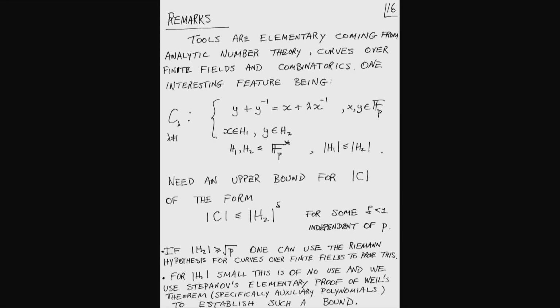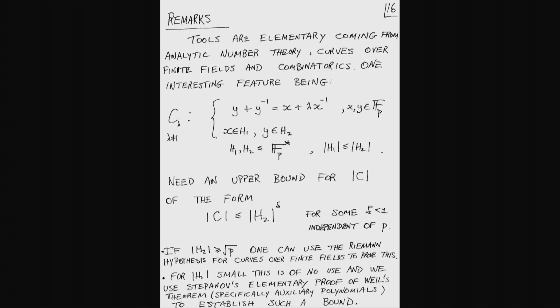Everything is in Fp. And I'm trying to solve for x and y. So if I was just trying to solve for x and y freely, that would be a curve, a very simple curve over a finite field. There'd be basically p solutions. But I want x and y to be in subgroups of the multiplicative group of Fp. Okay, so H1 and H2 are multiplicative subgroups of Fp.